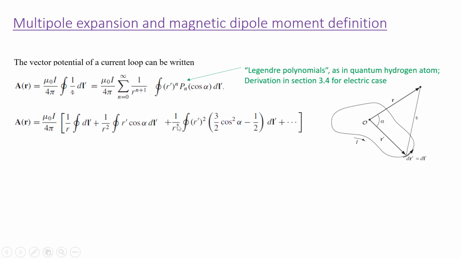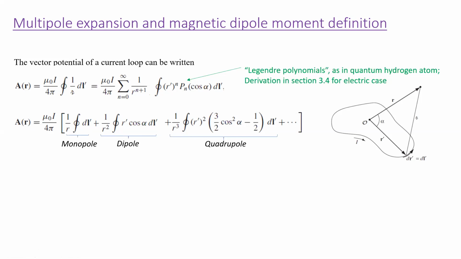The r increases by 1 in the denominator each time. The r prime increases by 1 inside the integral in the numerator, and we get a new Legendre polynomial, and they get more and more complicated functions of r. So this is, as for the electrical multipole expansion, this is the monopole term. This is the dipole term that goes as 1 over r squared, and this is the quadrupole term that goes, the potential goes as 1 over r cubed.